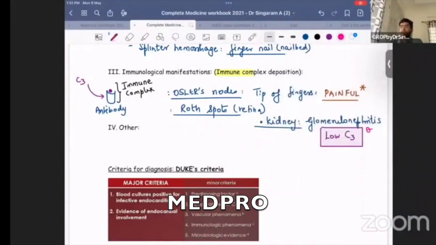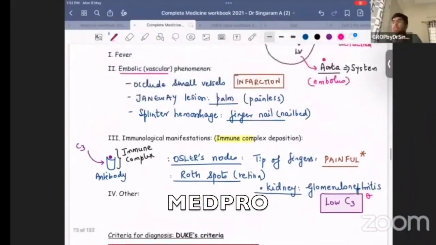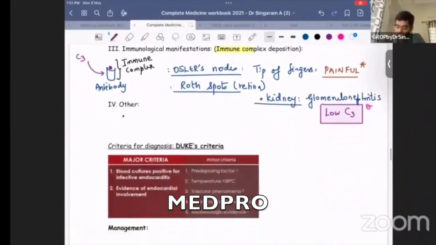Are you able to follow? Right. So these are the immunological manifestations due to infective endocarditis. Other manifestations, quickly I will write them. One is splenomegaly, which can be a feature as part of the infection itself. And one more is in the finger areas, you can get clubbing.